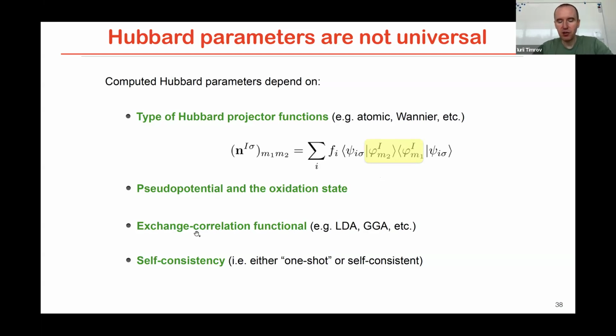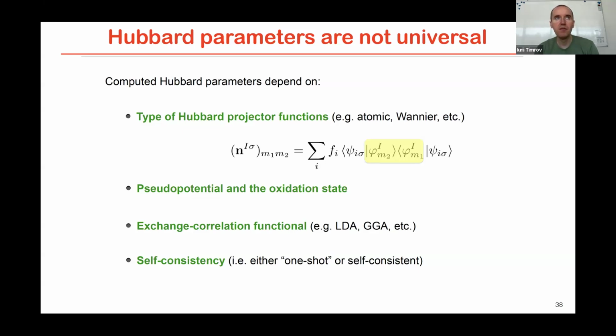It also depends on top of which functional you apply the Hubbard U correction. Is it LDA or GGA? So if you use LDA plus U, you might have one value of Hubbard U, but if you switch to GGA plus U, you will have a different value of U. So it's also sensitive to the base exchange-correlation functional. And finally, whether you compute the Hubbard U parameter self-consistently or in one-shot fashion. I'll tell you in a moment what that is. So the take-home message is that the Hubbard parameter is not universal.